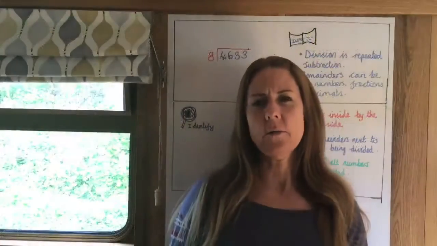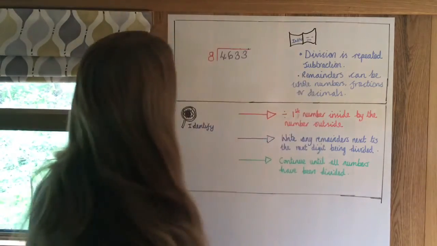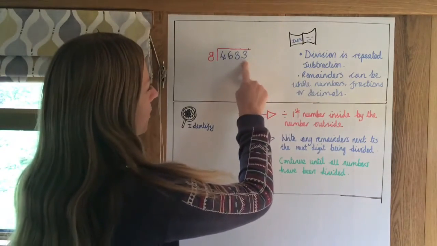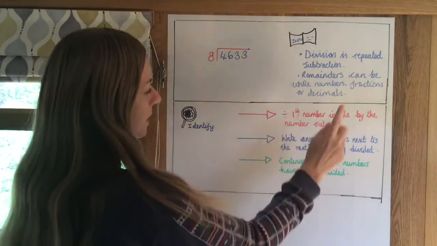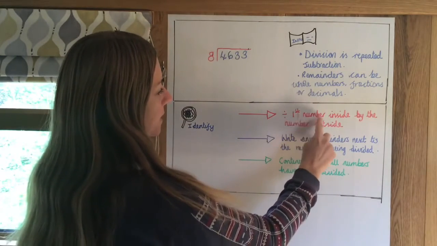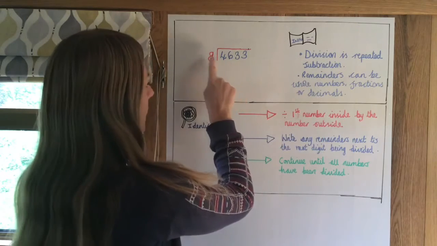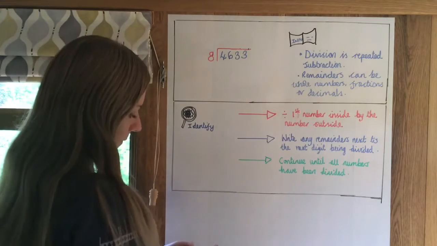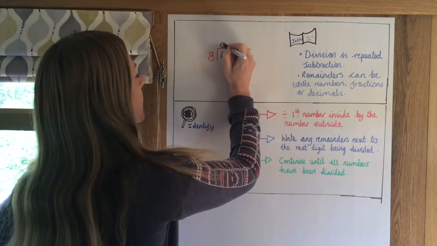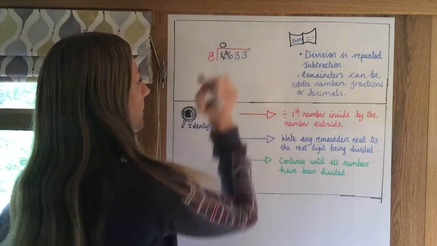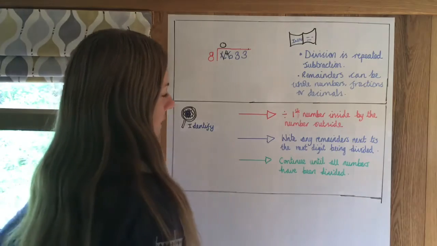Back, let's have a look now at what happens if you have a remainder. What I have done here is I've changed my end digit, so we can whiz through these first steps. Step 1, we divide the first number inside by the number outside. 4 divided by 8. How many groups of 8 go into 4? And remember, there weren't any there, so we put the 4 here and made the number 46.